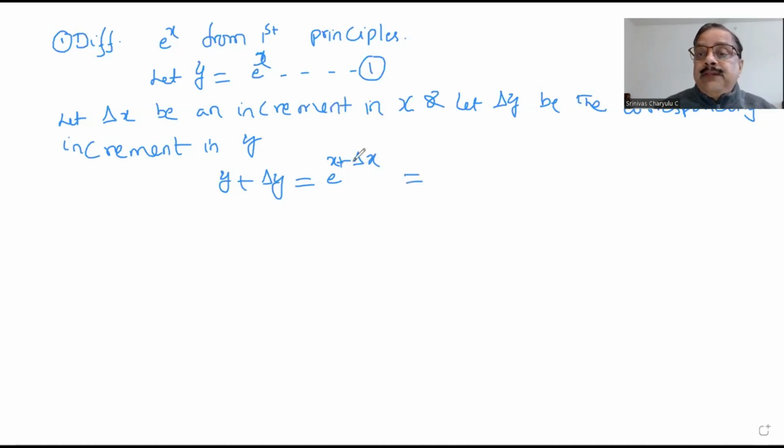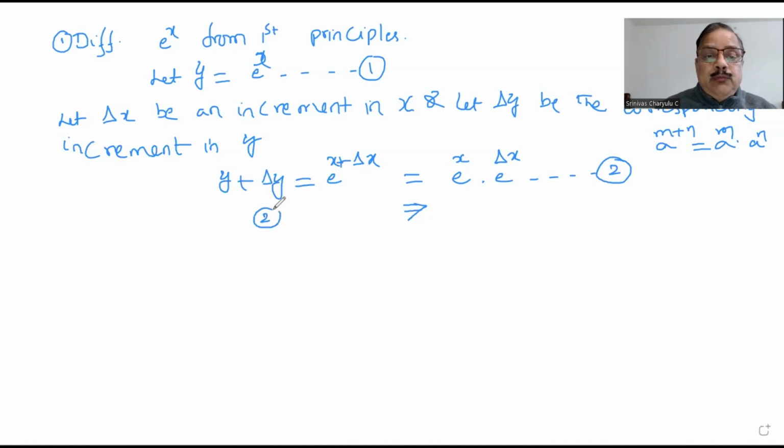This e to the power of x plus delta x, I think from theory of indices, it can be written like this: e to the power of x into e to the power of delta x. E to the power of m plus n is equal to e to the power of m into e to the power of n. This formula we can use here. Identity that is called. So this equation now, second equation.